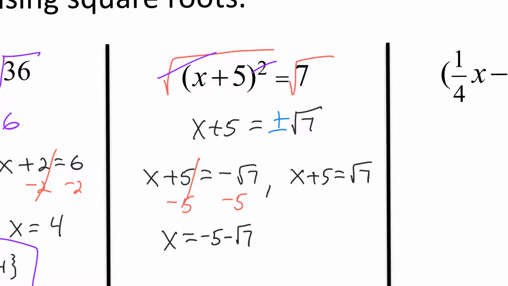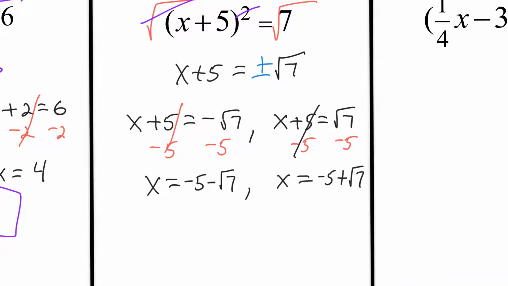If you want to know what the decimal is, you can go to the calculator and put negative 5 minus the square root of 7, and you will get a decimal. But I'm not looking for decimals. Once again, you keep it as an exact answer with a radical. Over here, you subtract 5 from both sides. So I'm going to have x equals, this cancels, negative 5 plus the square root of 7. Why plus? Well, the square root here is positive.